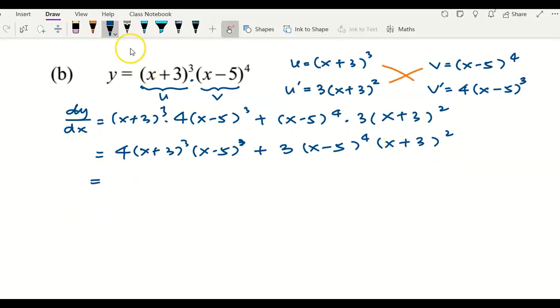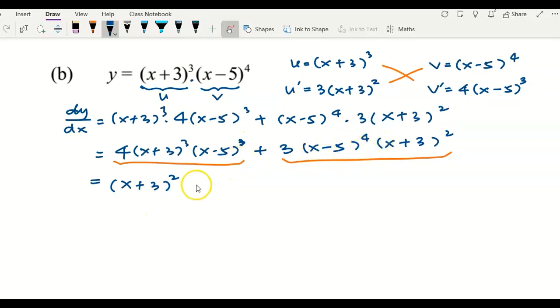Then consider two terms. This is the first term and this is the second term. So firstly, look at the coefficient of both terms. Is there any common factor? No. If no, then you don't have to factor out. Then (x minus 3) to the power of 3 appears in the first term, and for the second term, (x minus 3) to the power of 2 appears. So actually, we can factor out (x minus 3) squared. And for the factor (x minus 5) to the power of 3 and (x minus 5) to the power of 4, which appear in the first term and the second term, we can factor out (x minus 5) cubed.